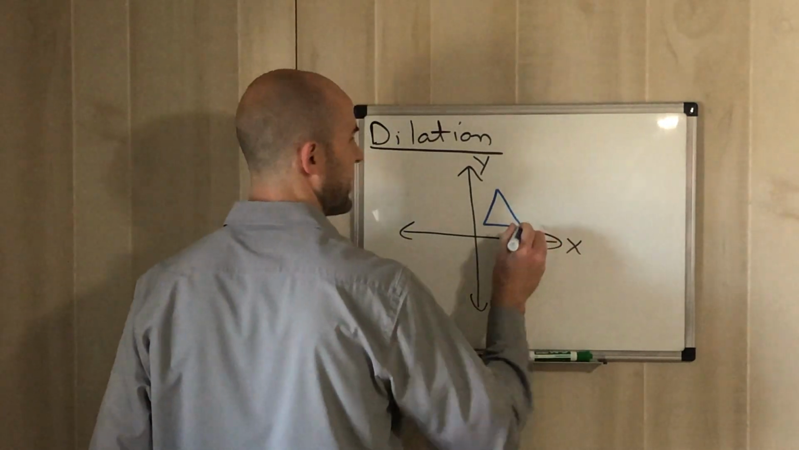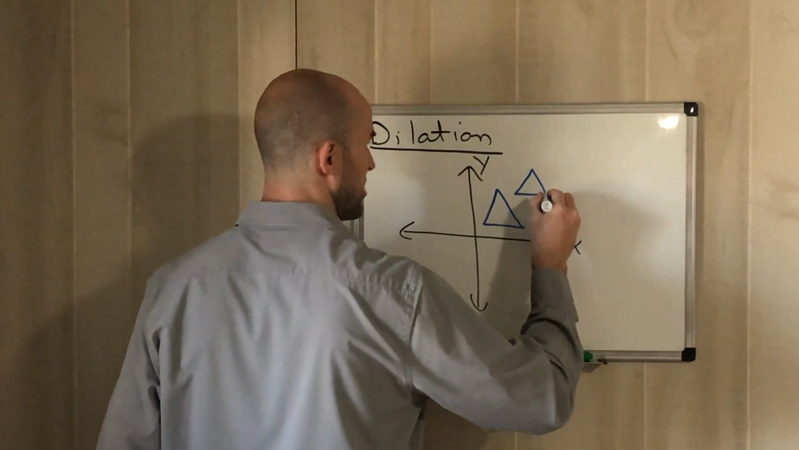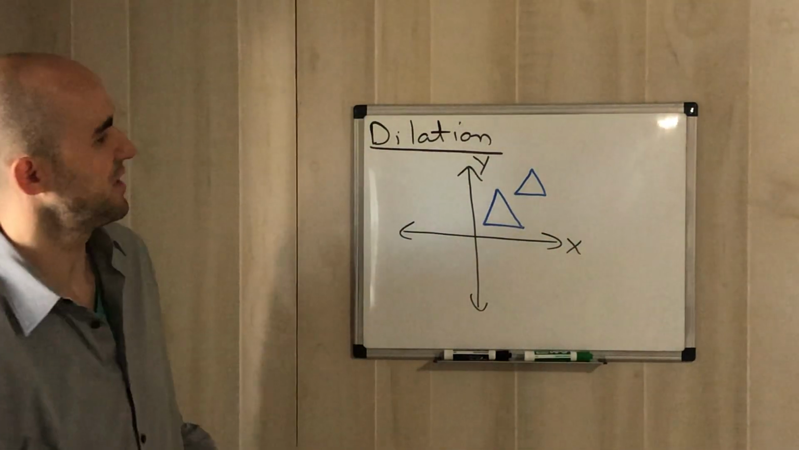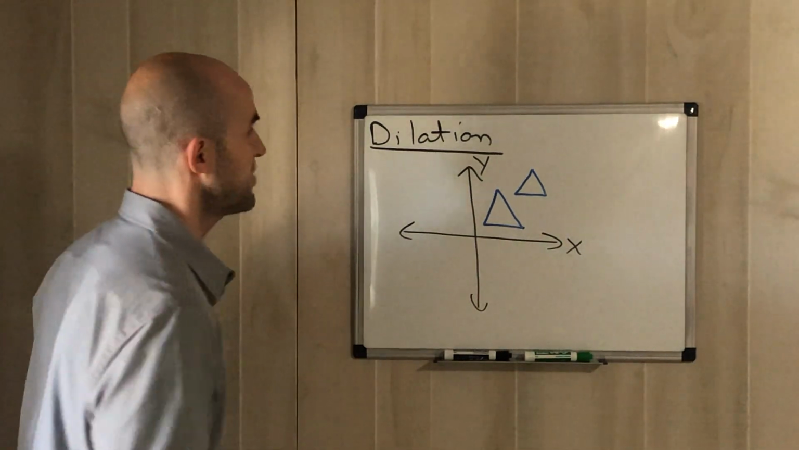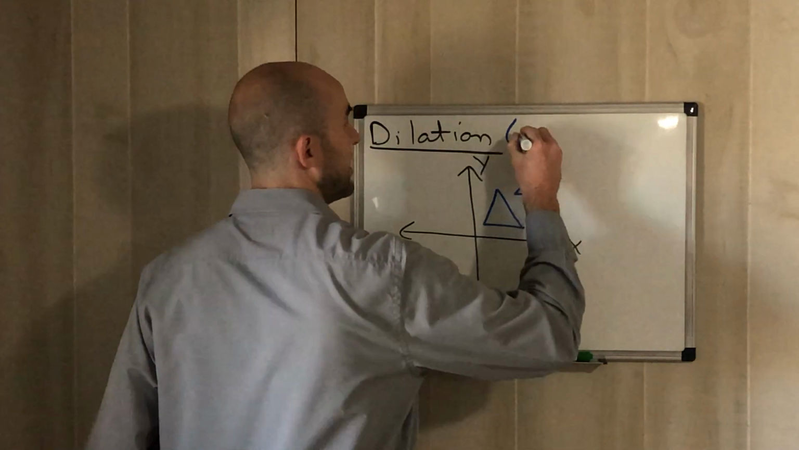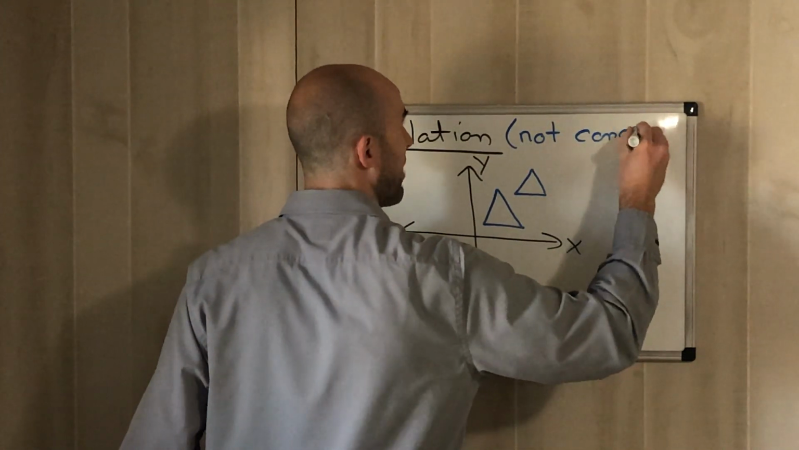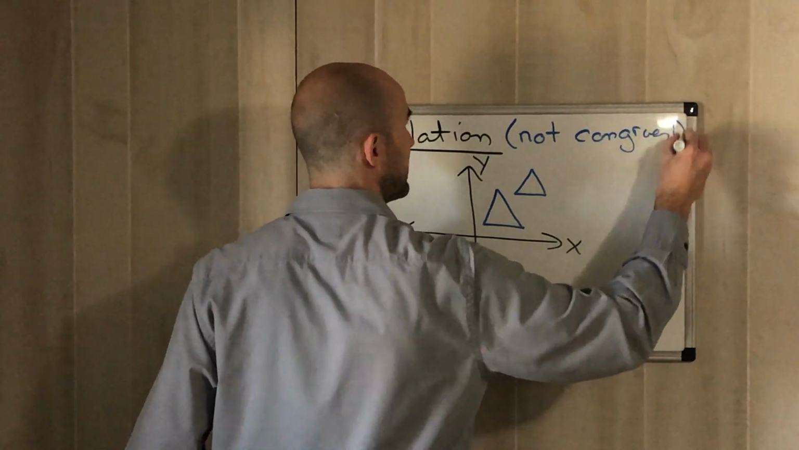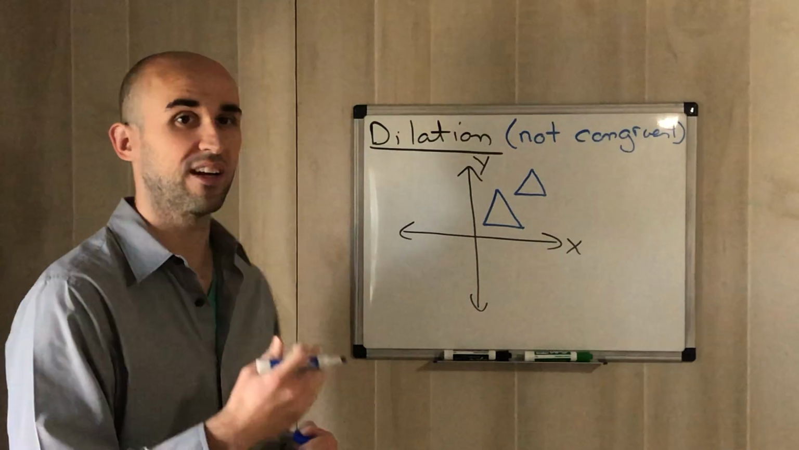Now what happens with a dilation is it will literally change size. One will be bigger, one will be smaller, do you know what I mean? Sometimes it can get bigger, sometimes it can get smaller. The one thing about a dilation is that it is not congruent. And what I mean by not congruent is it's not going to be the exact same size. The sizes are going to change.